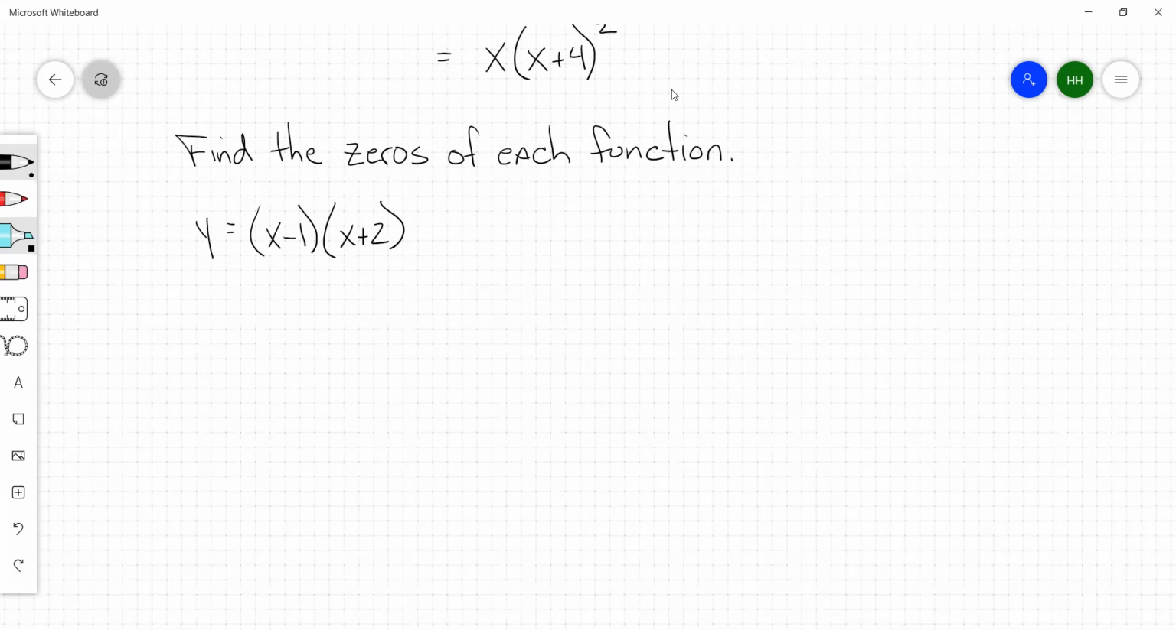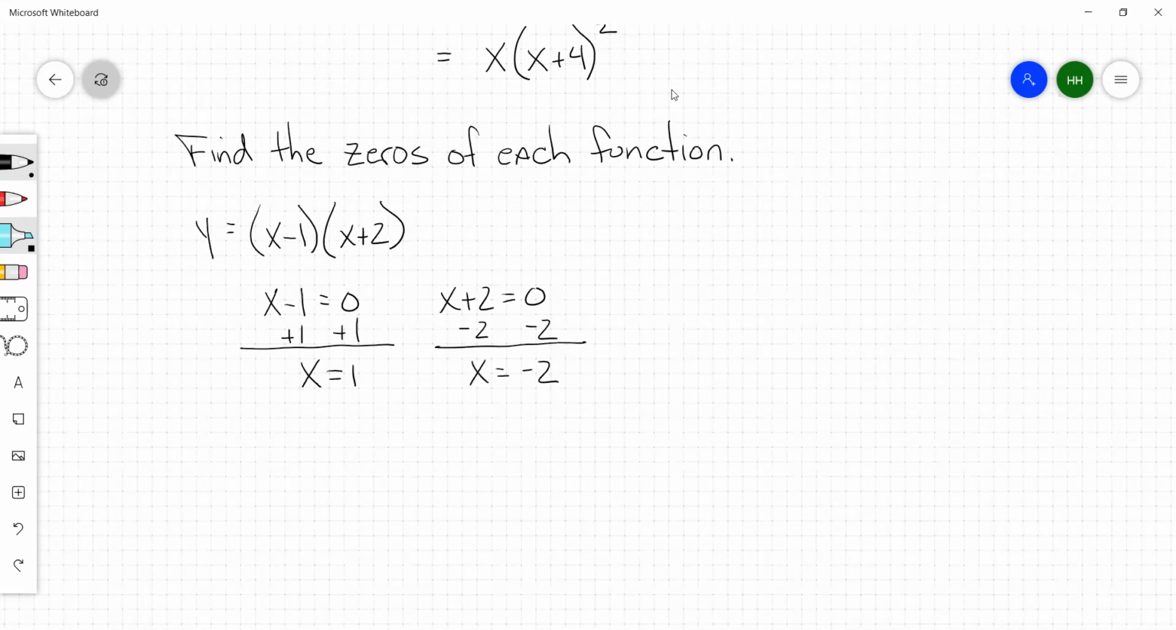The zeros of the function are when you take each factor and you set them equal to 0. All right? So you take x minus 1, you make it equal to 0. And you take x plus 2, and you make it equal to 0. And you solve for x in each of these. So you add 1. x equals 1. You subtract 2. x equals negative 2. All right? So these are your zeros. The zeros of this function are 1 and negative 2.